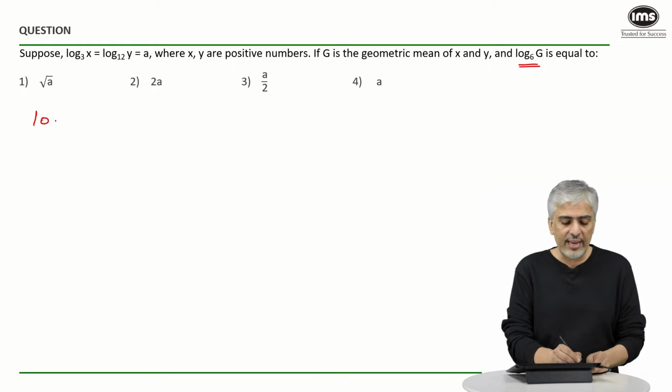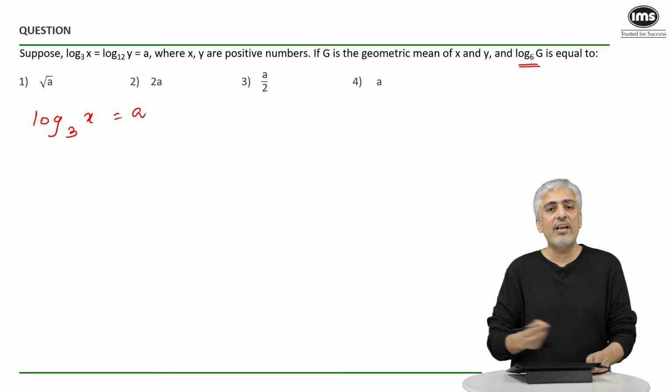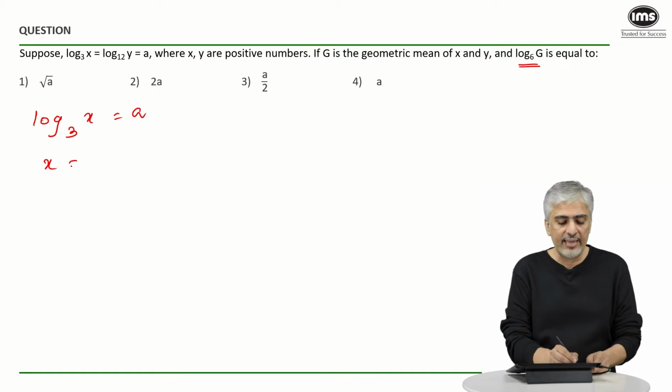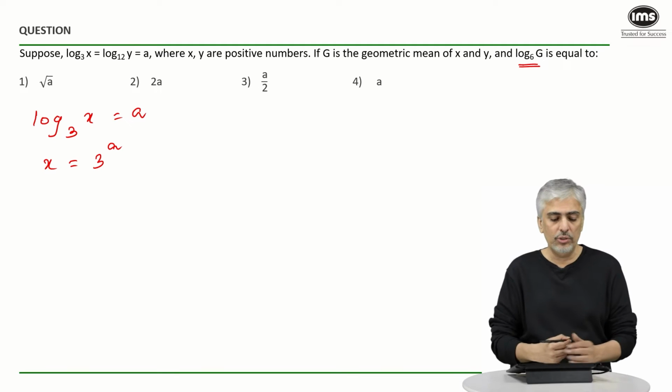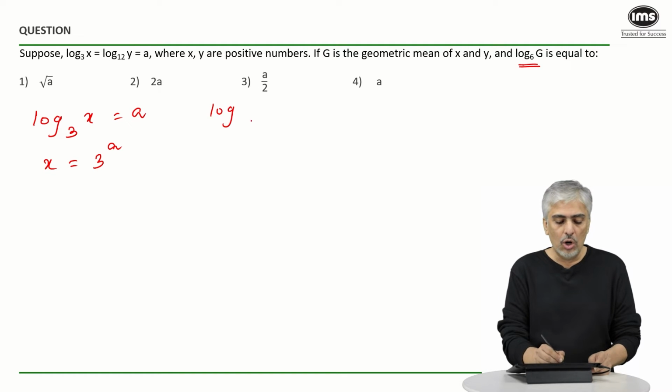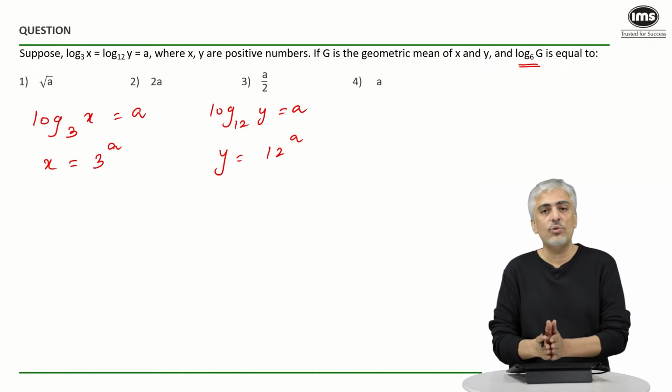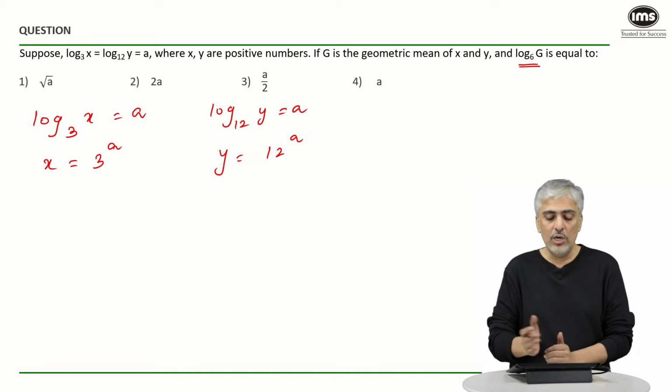So I have log x to the base 3 is equal to a. So can I find x? As usual, x is 3 raised to a. We've done this at least a couple of times before. Same way, log y to the base 12 is a. Therefore, y is equal to 12 raised to a. So we got x is 3 raised to a, y is 12 raised to a.